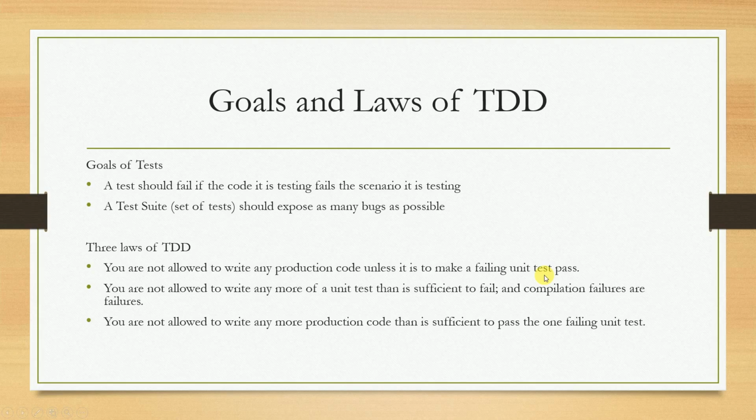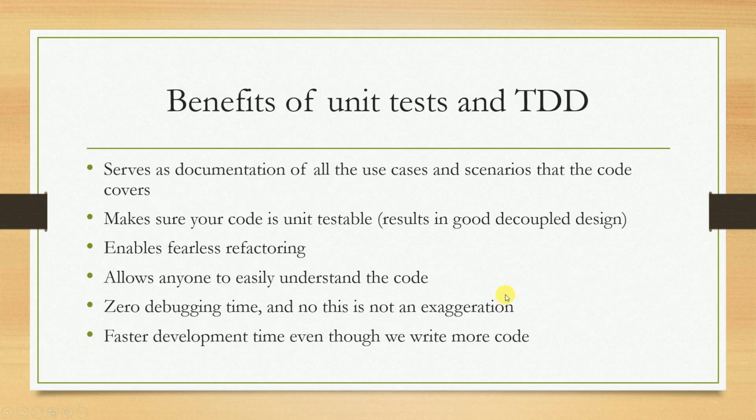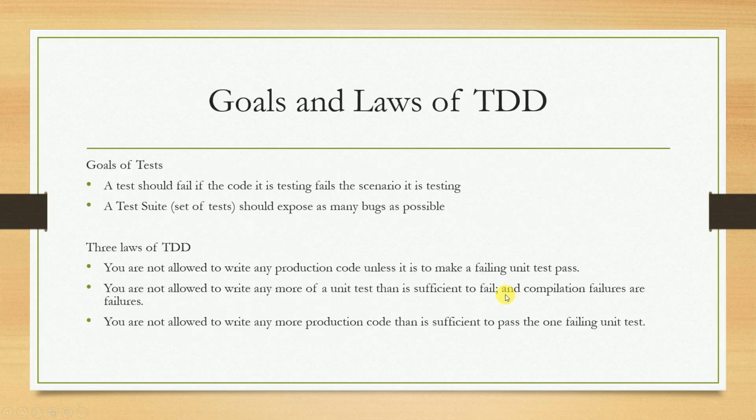Next is we are not allowed to write any more of a unit test than is sufficient to fail. So this means that we can only write a short unit test, and then once that test fails, we have to write code to make it pass. Because if we write a long list of tests and all of them fail, and then we bulk write the code, we don't know whether each of them fails on the scenario that they are testing. Because again, remember, the goal of a test is it should fail if the code it is testing fails.